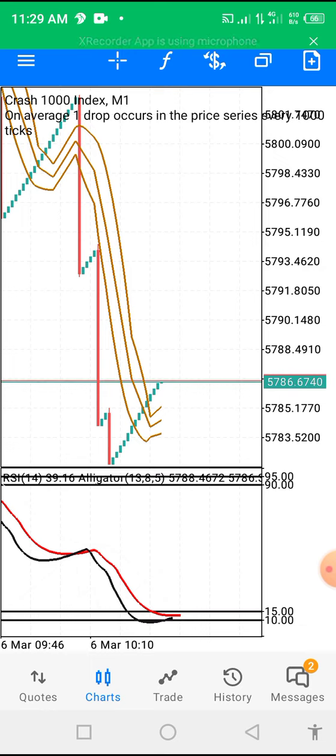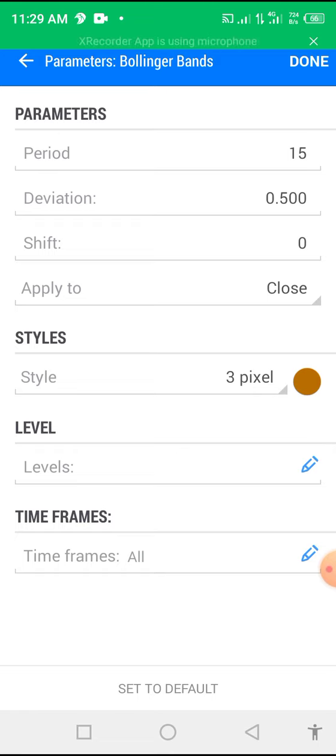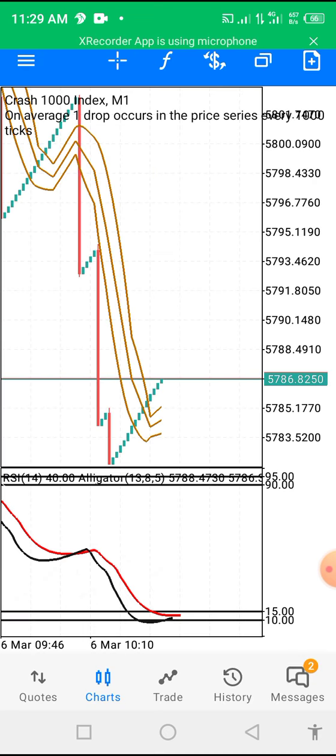So guys, before we continue, I'd like to share the settings of this strategy with you. The settings here will be the Bollinger Bands on our main chart, with a period of 15, deviation 0.500, shift 0, apply to close, style 3 pixel. I'm using a gold color, and after that you click on done.